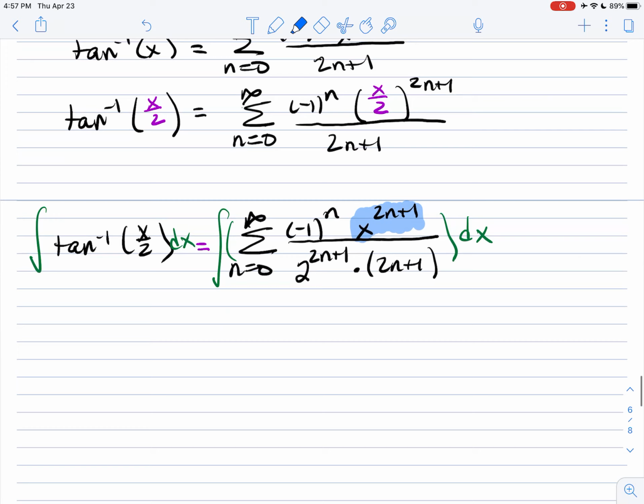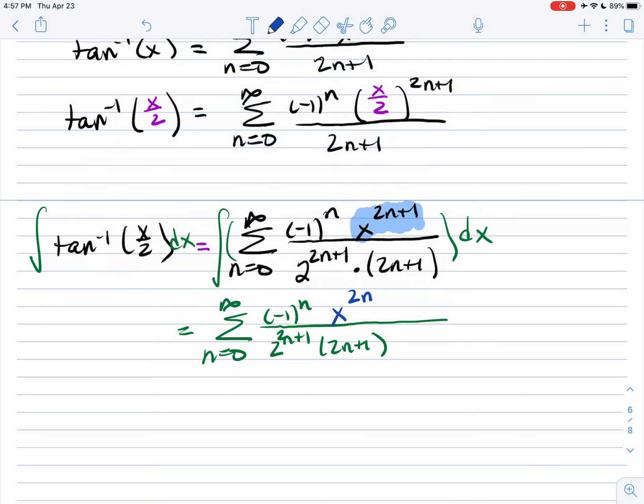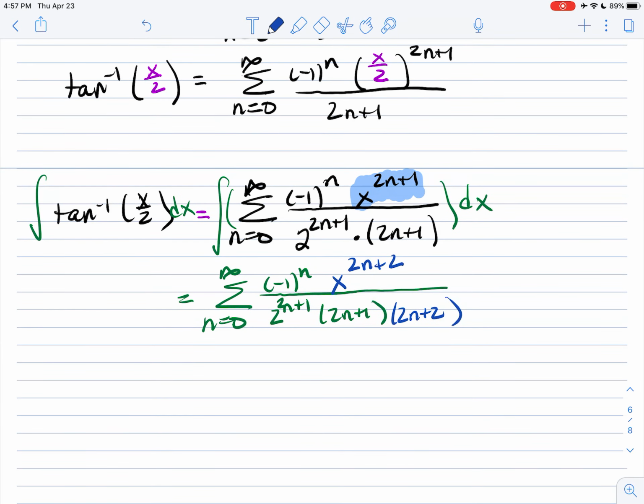So we're just integrating with respect to x, and so we're just going to take that integral. And we end up with the sum from n equals 0 to infinity of minus 1 to the n over 2 to the 2n plus 1 times 2n plus 1, and now I'm going to take that integral. Taking that integral I get x to the 2n plus 2, and I want to divide by that value. Now I need to calculate my definite integral from 0 to 1/2.